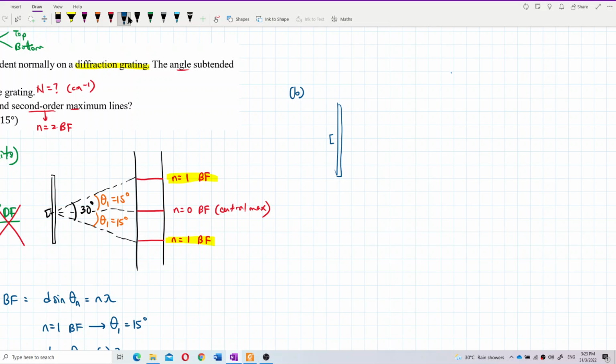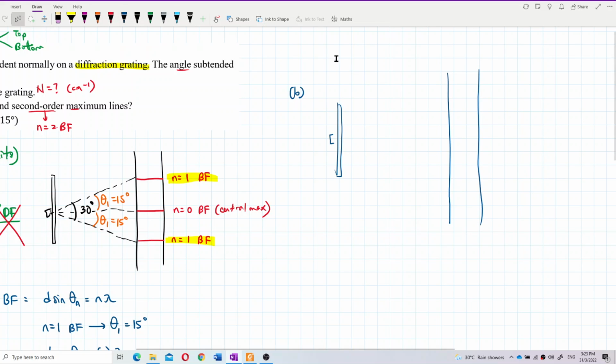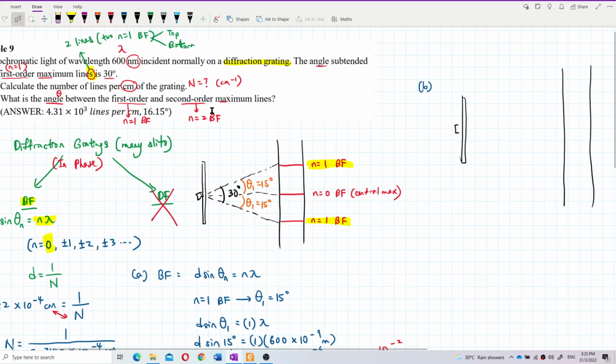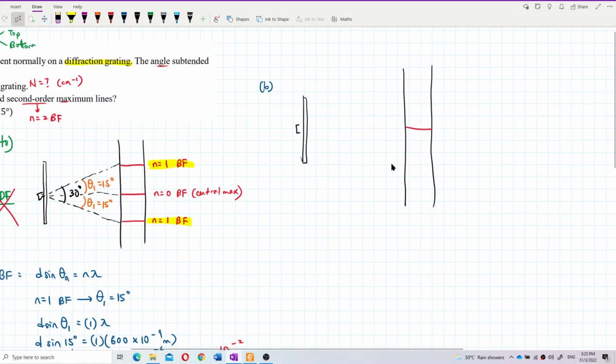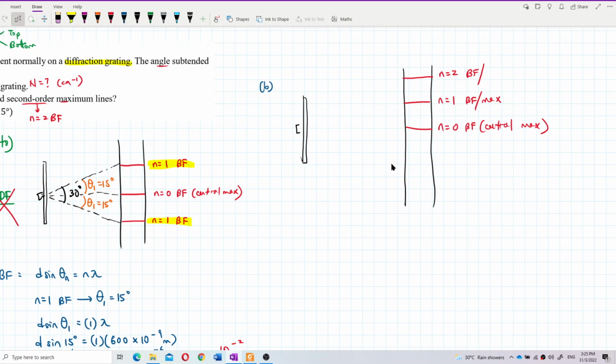Okay, and then this is the screen, the diffraction pattern. All right, and then what I can see on the screen is the first order and second order maximum lines. At the center, I draw the central one first. This is the central bright fringe, also called the central maximum. Then at the top I have the first order bright fringe, or first order maximum. And then I have the second order bright fringe, or second order maximum.